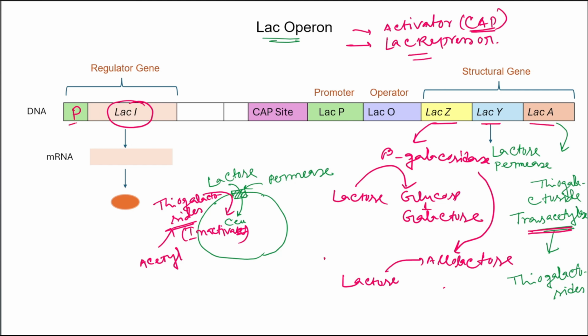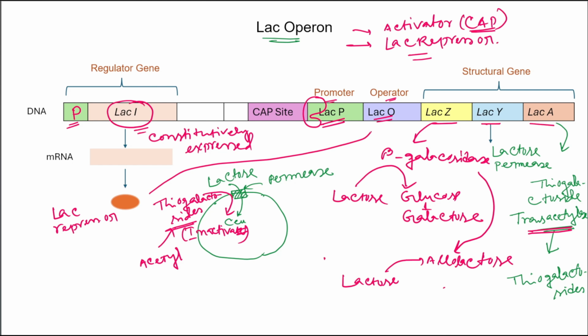This is the promoter of the lacI gene, where the RNA polymerase binds. This is the lacP, called the lac promoter site, where the RNA polymerase binds, and this is the lacO, called the operator site, where the repressor protein binds. This repressor is transcribed from the lacI gene, which is constitutively expressed and expresses the lac repressor. And this is the CAP site, where the activator CAP binds.